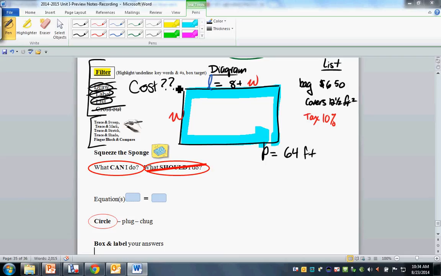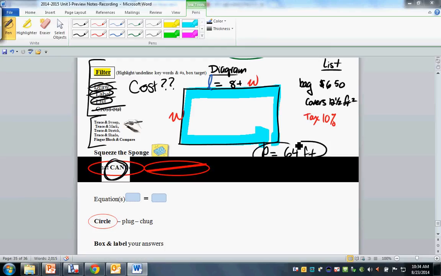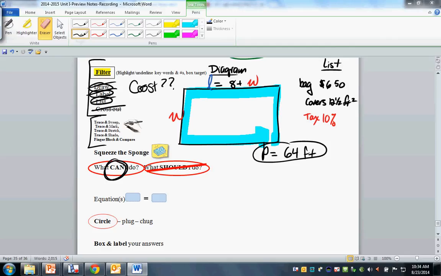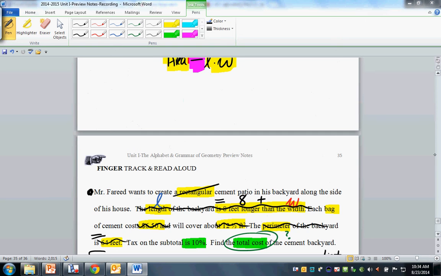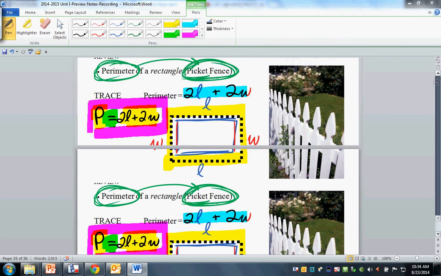Okay, so you don't ask yourself, what should I do to figure this problem out? That's super critical. Do not get hung up on should. Let's just ask yourself, what can you do? Okay, let's look at exactly what you're given. You're given the perimeter, right? So let's write it down. Perimeter equals 64 feet. Ask yourself, what do you know about perimeter? Come back here. We just learned something about perimeter.